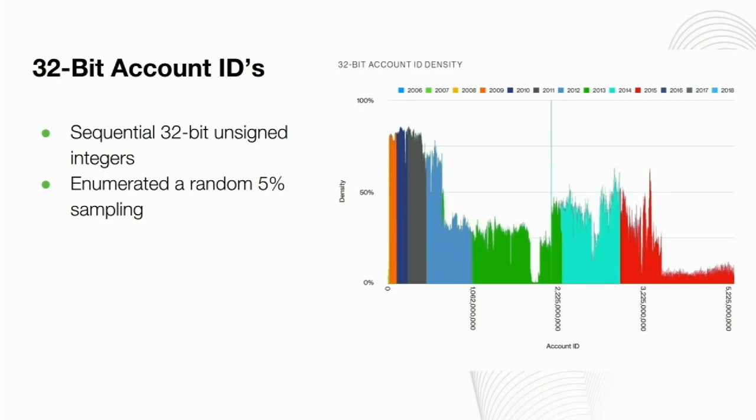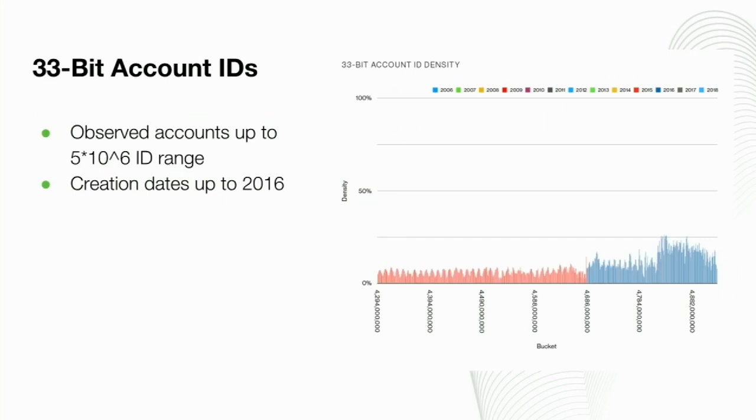Now, some papers have covered this before. Some papers have shown the 32-bit unsigned sequential integers. But what they don't talk about is that it actually goes a little bit further. Now, to put in perspective where we are data gathering-wise, just that first technique alone, over the course of a month, let us gather 66 million accounts. We noticed that this account ID space moves into that 33-bit space, past the original 32-bit max integer. So we actually observed accounts all the way up to about the 5 billion range, and these accounts were created all the way up through 2016. This gave us another 3 million accounts to add to our data set.